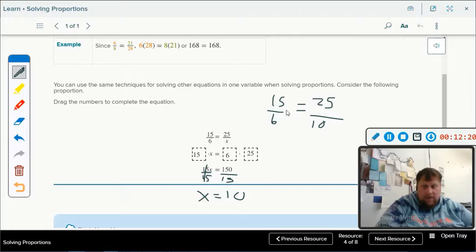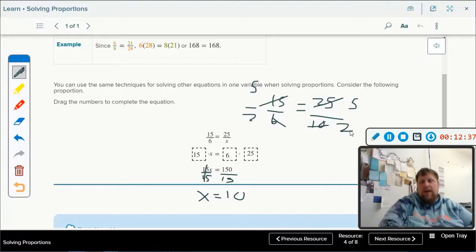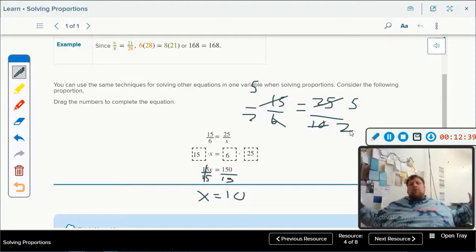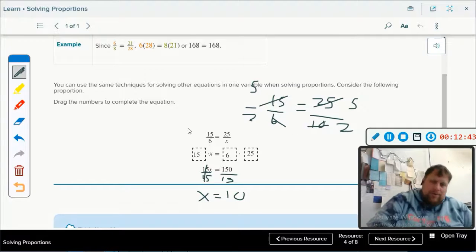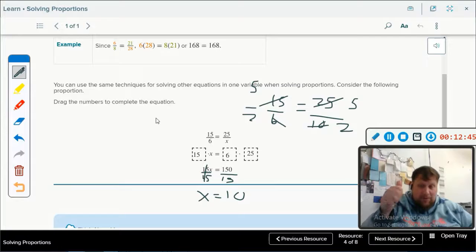Another way you could check it, if that doesn't hit with you, is what goes into both 15 and 6? 3 does. 3 goes into 15 5 times. Goes into 6 twice, right? That can simplify to 5 halves. What goes into both 25 and 10? 5 does. 5 goes into 5 5 times. Goes into 10 twice. Look, they're both 5 halves. So those are different ways we can prove that it is indeed proportional. We call that being proportionate. And I'm telling you, between tables and proportions, you can get through a lot of math if you're really stuck.